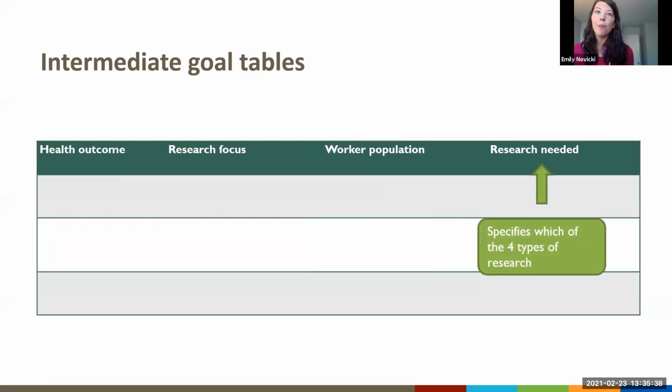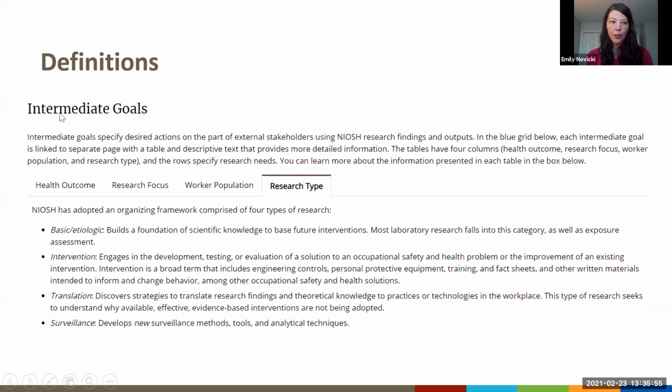And then finally, the research need is which of the 4 kinds of research. Are we looking for a lab study? Are we looking for an intervention? Do we need to do some surveillance research, or translation? On the website, we have this section that has definitions for each of the different boxes in the intermediate goals table. But I really wanted to draw your attention to the different research types, because these are terms that NIOSH has specific definitions for that you might not be familiar with. So I think this is a helpful way to see what the different types of research are.